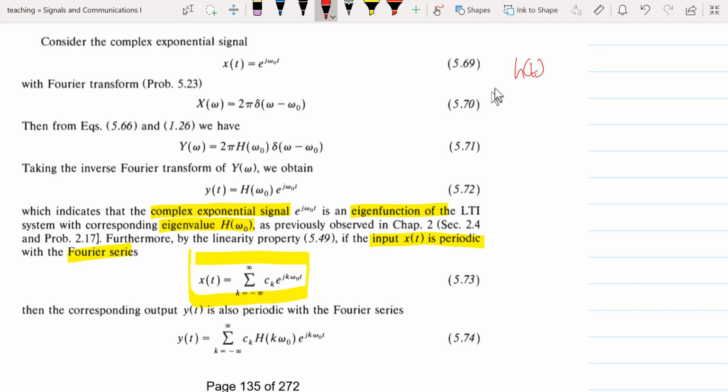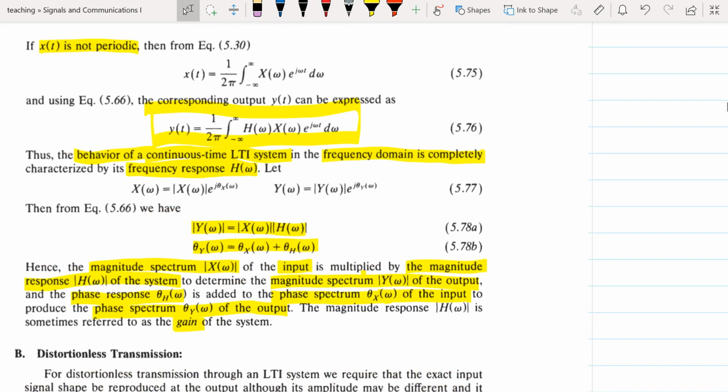Therefore, we are following a similar idea to what we did that time, and I'm going to skip this to show that H of omega, the representation of the system in the frequency domain, the one we are referring to as the frequency response, completely describes the system for any arbitrary input. If you follow through the derivation shown, the behavior of a continuous time LTI system in the frequency domain is completely characterized by H of omega.